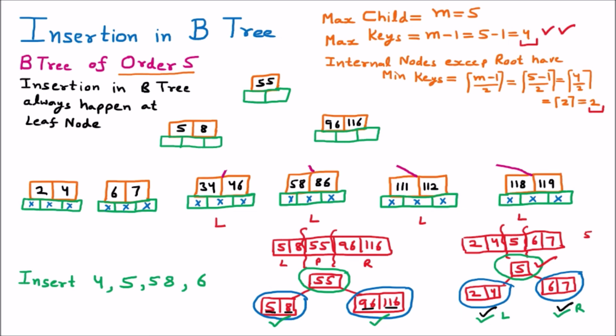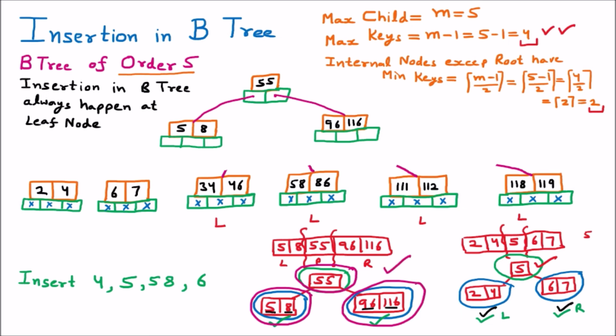Now we are connecting their children. So 55 will have the left child as 5 and 8, and 55 has the right child which is 96 and 116. So you can see that 55 is the parent, and on the left-hand side 5 and 8 is there, and on the right-hand side 96 and 116 is there. So this we have successfully done.